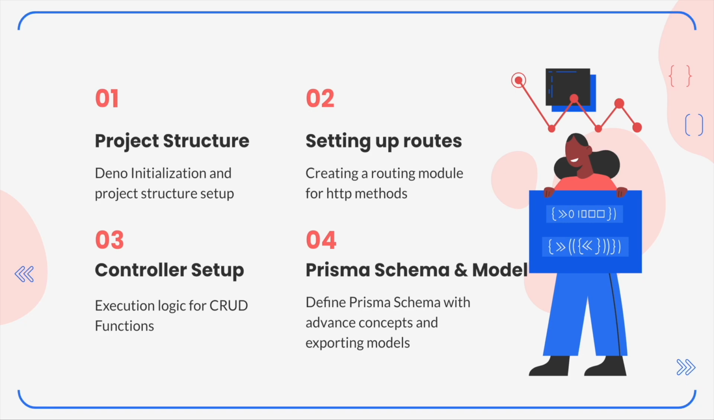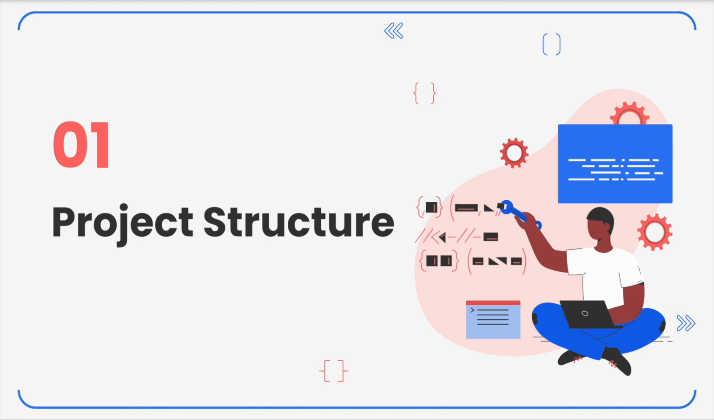In this section, we'll delve into Deno initialization and project structure setup, setting up routes for HTTP requests, wiring the controller methods for routes, and finally, we will define the schema and models to serve APIs. We will adopt a straightforward yet meaningful structure for this project.